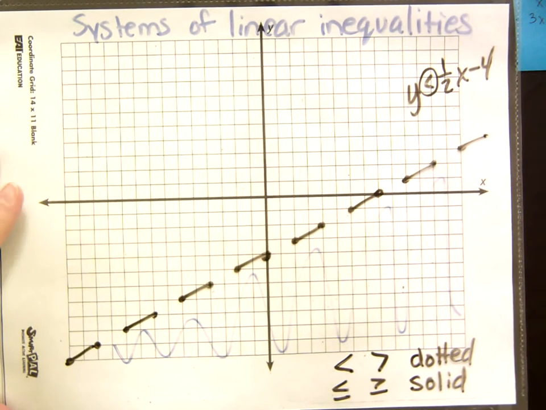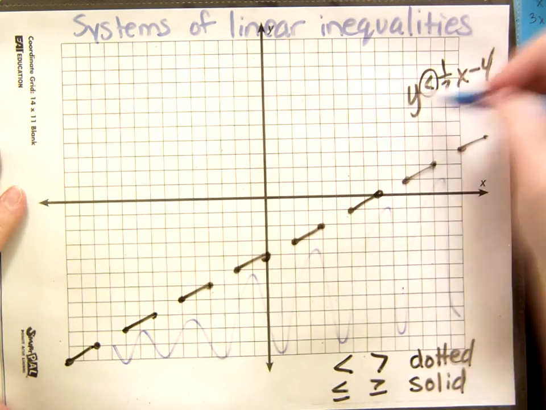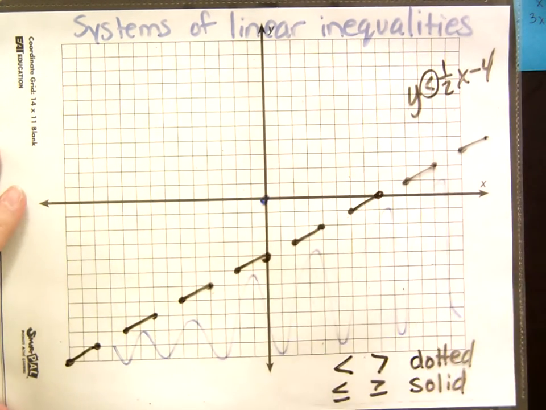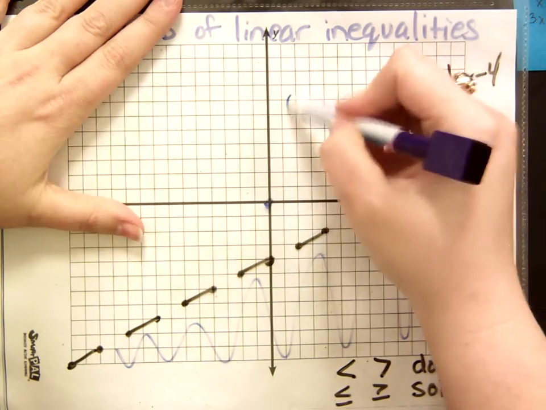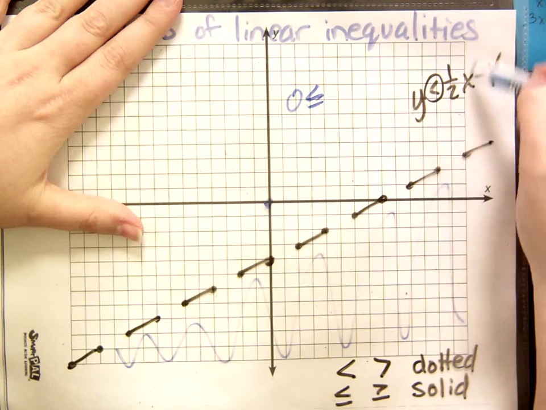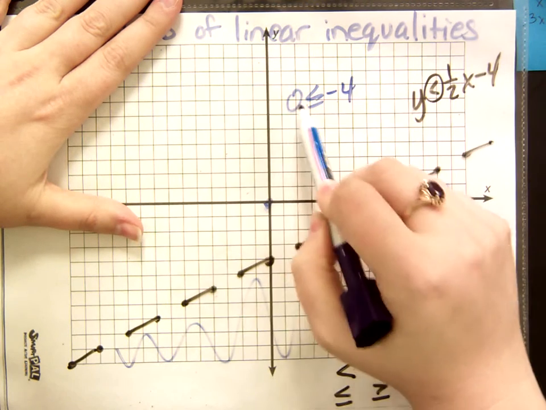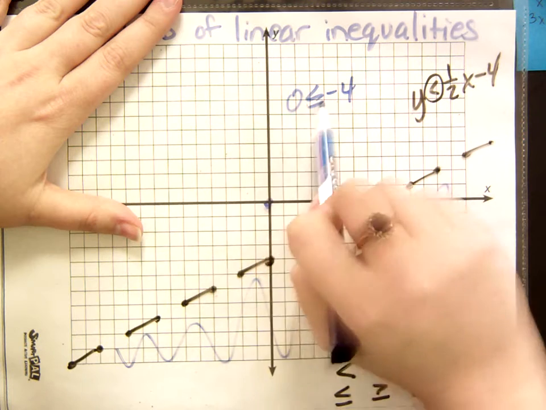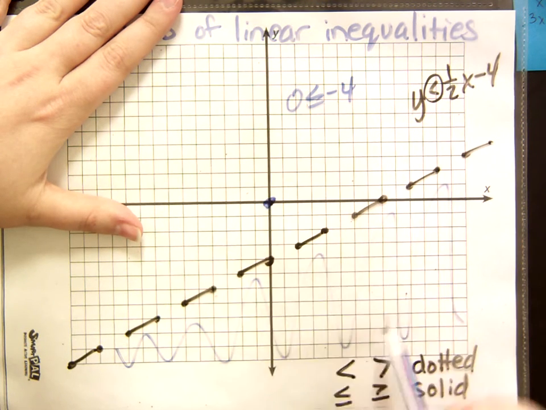Now what happens if you're not sure? Well, pick a point and test it. I like picking the point 0, 0. So let's say I tested the point 0, 0 with this inequality. 0 less than, if I plug in a 0 here, I'm going to get -4. But this is not true. 0 is not less than -4, so this is on the wrong side. I shade the other side.